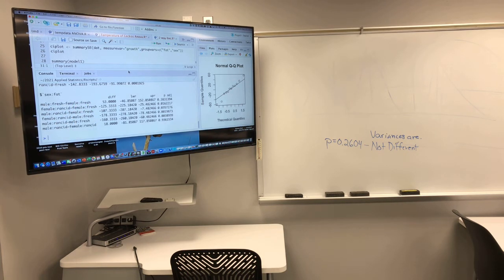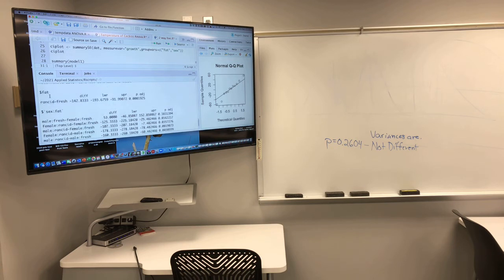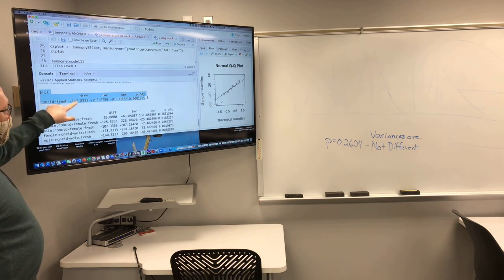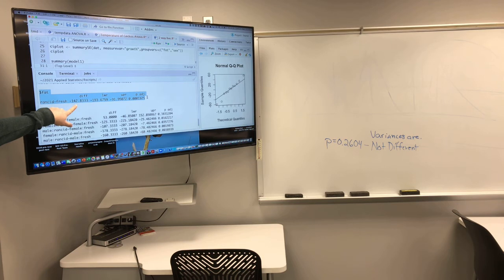So if we want to get a handle on what the effect of fresh versus rancid is, we could look at this one, but we could also just look at the main effect of fat, this one right here. This is what's driving the whole thing. And since this is rancid minus fresh, the difference is a negative, which basically means that fresh is bigger than rancid, because when you take a small rancid value, subtract a large fresh value, it gives you a negative value. This is the difference.